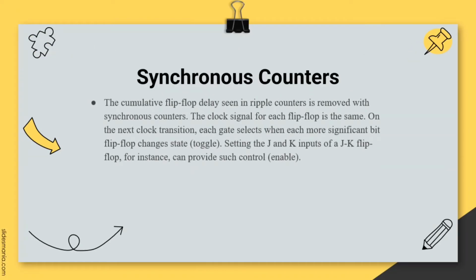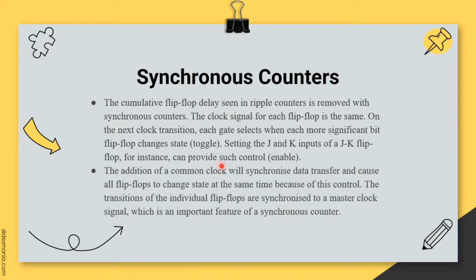Synchronous counter. The cumulative flip-flop delay seen in ripple counter is removed with synchronous counter. The clock signal for each flip-flop is the same on the next clock transition. Each gate selects when each more significant bit flip-flop will change state, or toggle. Setting the J and K input of JK flip-flop, for instance, can provide such control. We say in a paragraph, enable.